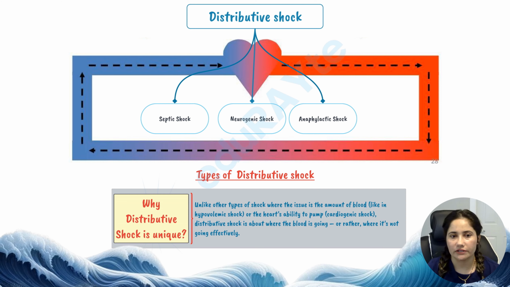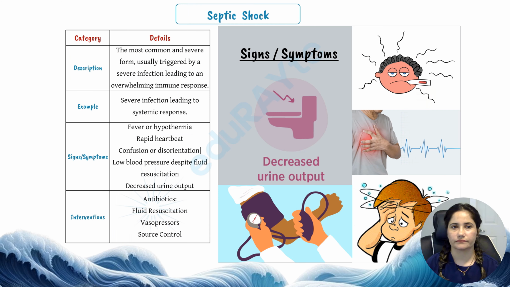Distributive shock is further divided into three types: septic, neurogenic, and anaphylactic shock. In septic shock, a severe infection causes an overwhelming immune response. Symptoms include fever or hypothermia, rapid heart rate, confusion or disorientation, low blood pressure despite fluid resuscitation, and decreased urine output. Treatment involves antibiotics, fluid resuscitation, and sometimes vasopressors.